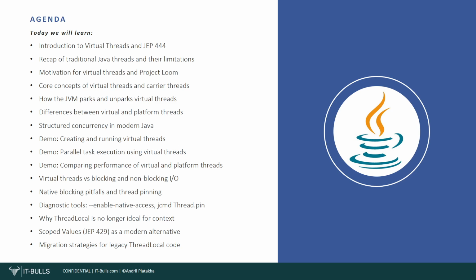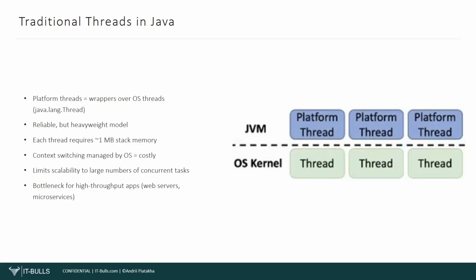Let's get started. Let's begin today's session with a brief journey into the world of threads in Java, both where we started and where we're going. In traditional Java programming, we've long relied on platform threads, which are essentially thin wrappers over native operating system threads. This model, introduced with the java.lang.Thread type, served us well for many years.